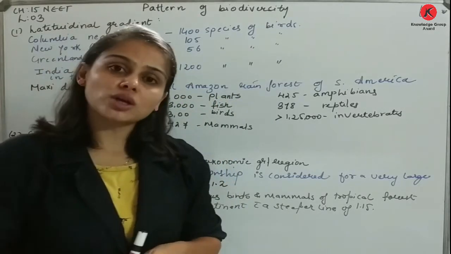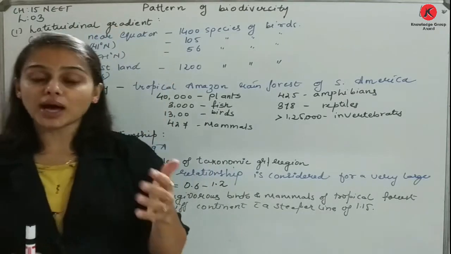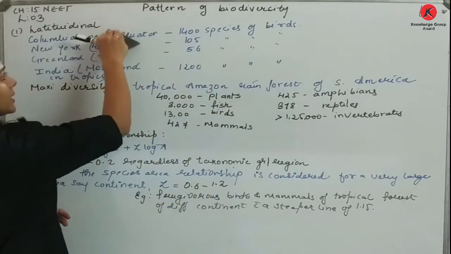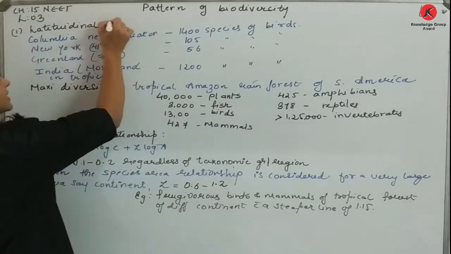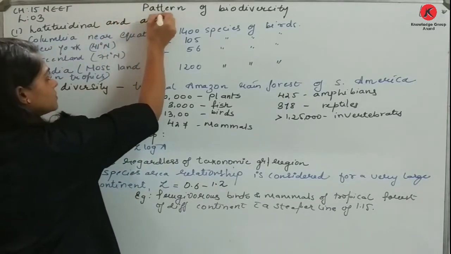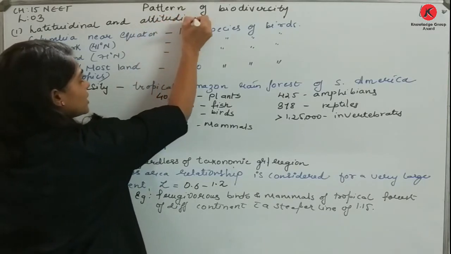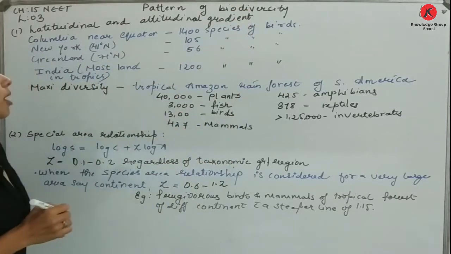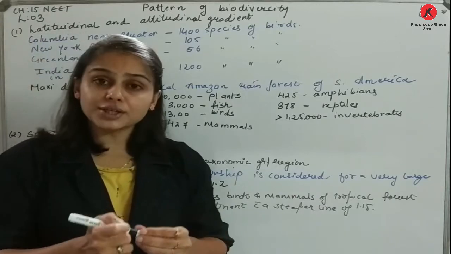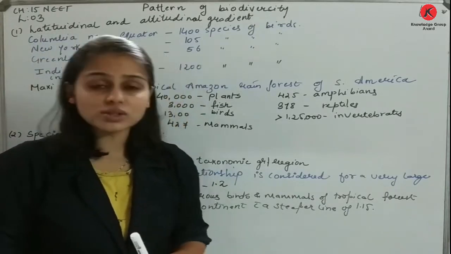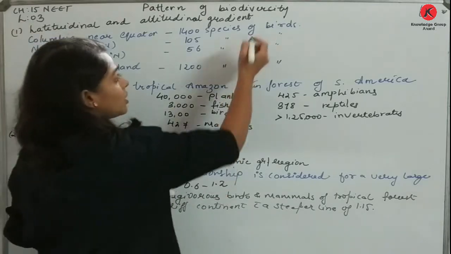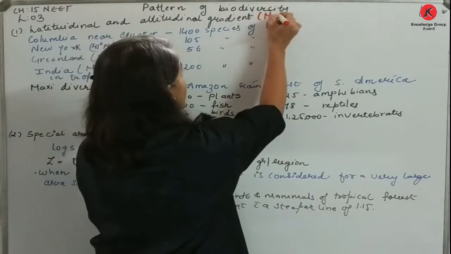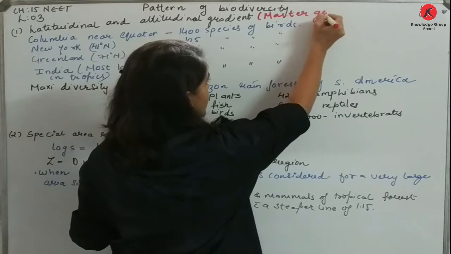So if I am talking about latitudinal gradient, rather I should say latitudinal and altitudinal gradient. Okay, my dear students, if I am talking about latitudinal or altitudinal gradients, this is also said as a master gradient. New word for you people. What is it called? It is said as master gradient.